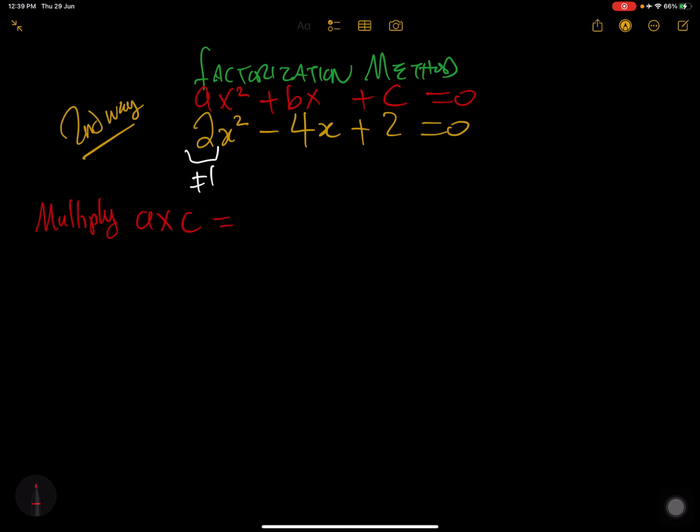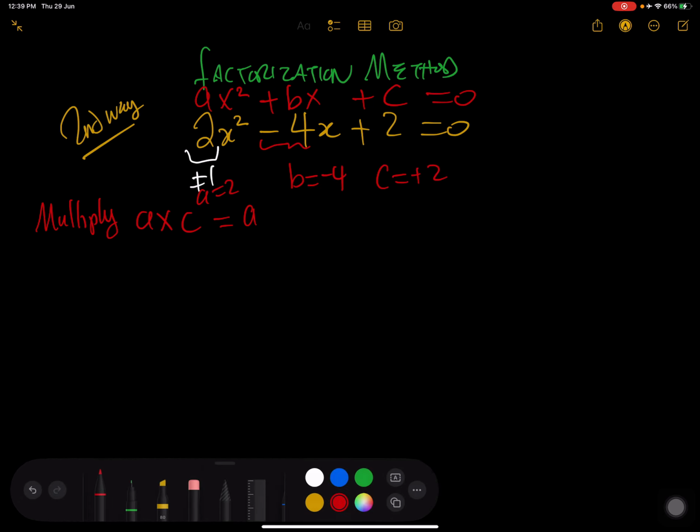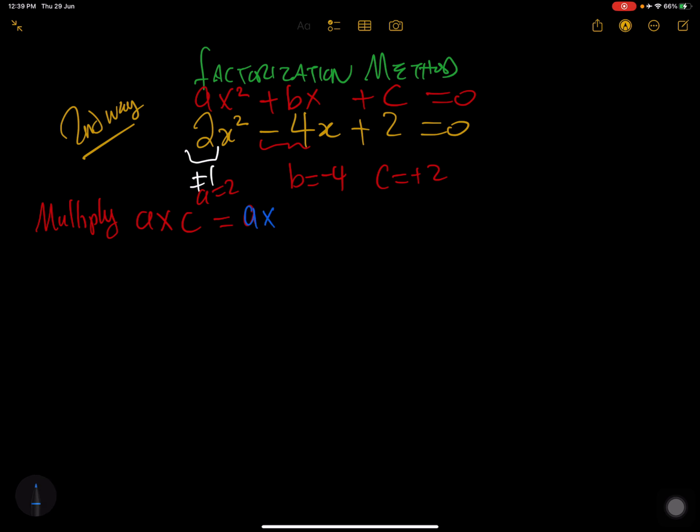Can you see that? Our a here is 2. Our b here is negative 4. Can you see that? It's minus 4. And then our c is plus 2. So what we're going to do is to multiply the a by the c. And what's the a? The a there is plus 2. Multiplied by what? The c, which is plus 2.